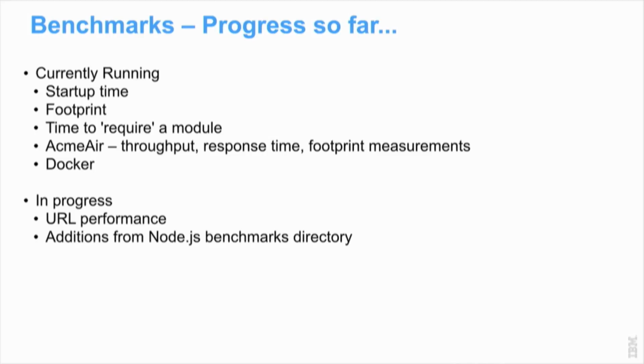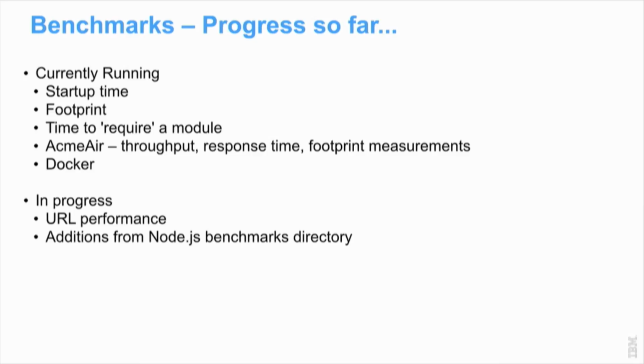We have Acme Air running, which is throughput. We look at the response time and also look at footprint measurements whilst the application's running, because it's all well and good if it's very small. Once the application gets going, most people are going to have quite a bit of a load applied to their application, so we want to make sure that it's not growing out of control. We've also recently checked in a Docker file, so you can go and build your own Docker image, which will compare two versions of Node and then throw out a comparison at the end. So I'd urge you to have a look at that.